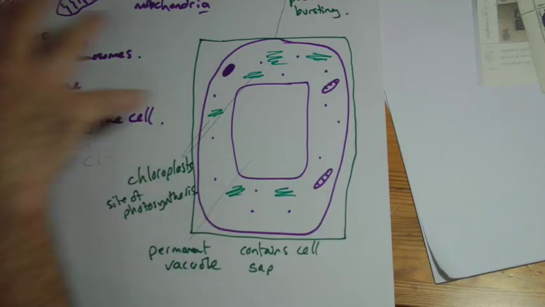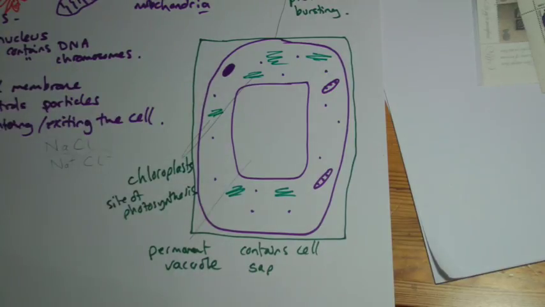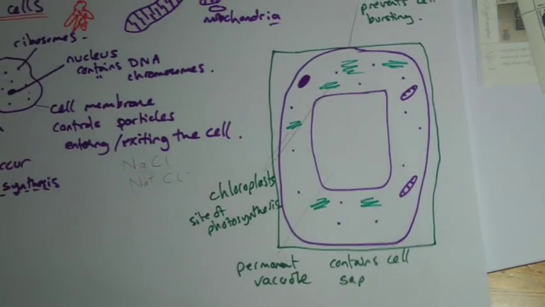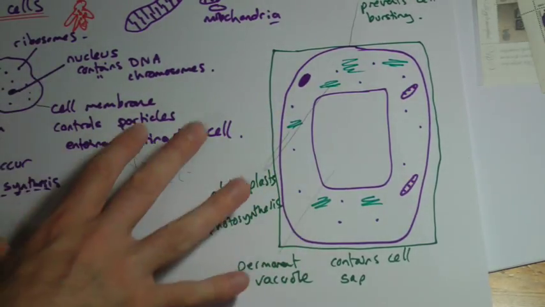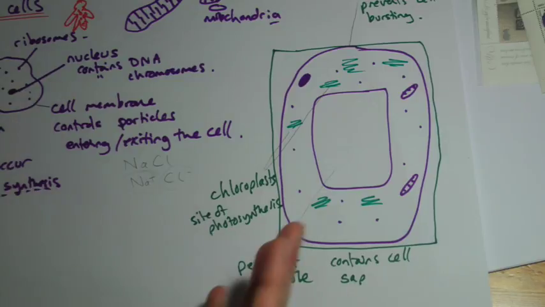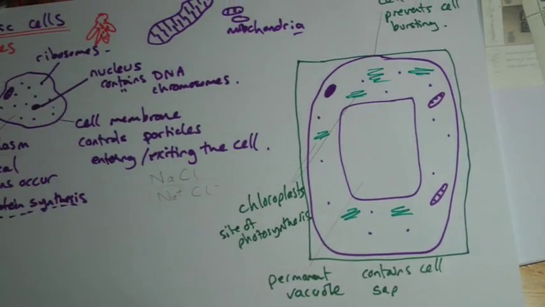Okay, but you need to know what these bits are for each cell, and you need to know what their role is. We'll do prokaryotes on another sheet. You will find some of the same structures in prokaryotes, but actually not that many in common, but they do exactly the same job as we've got on here.